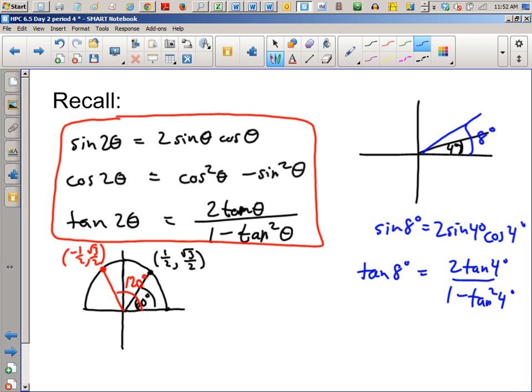Yeah. And then once you figure out what tan of 8 is, you could then double that to figure out what tan of 16 is. But you'd have to follow the formula. Okay? So there must certainly be a way to work backwards and find half of something.